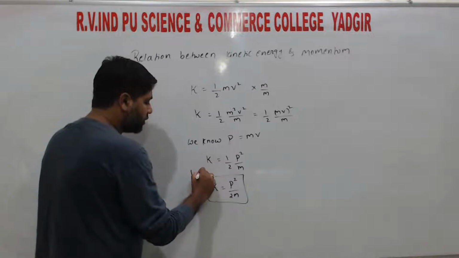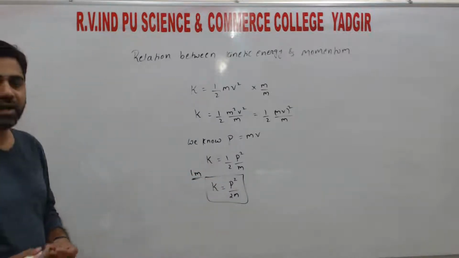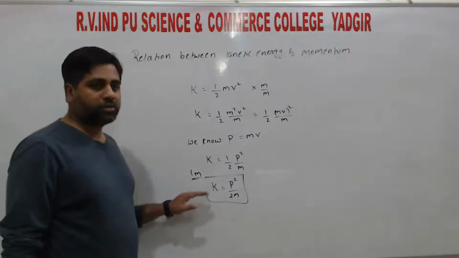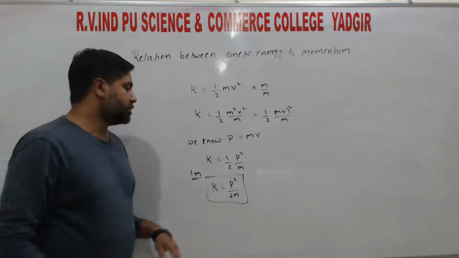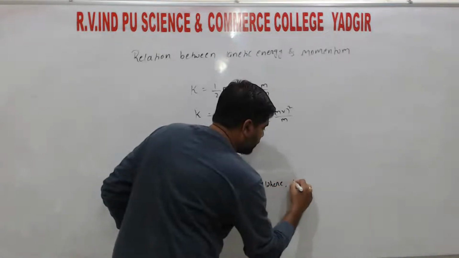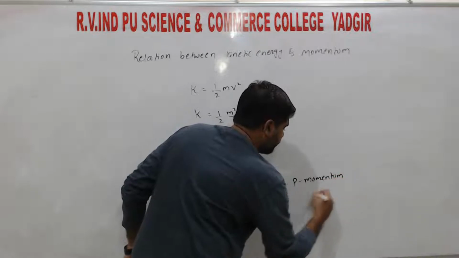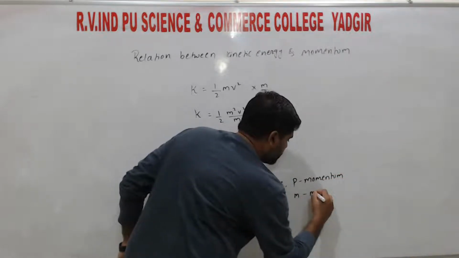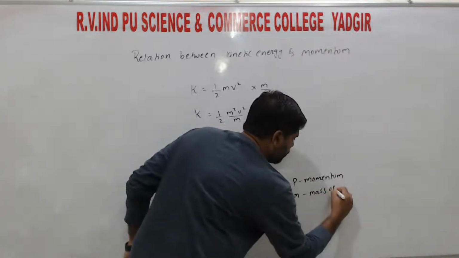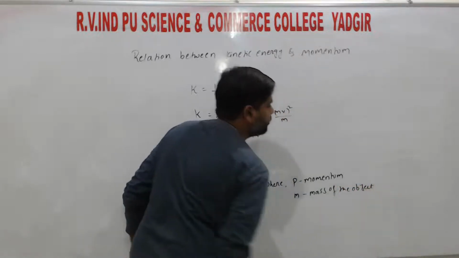This is very important for 1 mark. If asked to write the relation between kinetic energy and momentum, you need to write the relation and explain the terms, where p is the momentum and m is the mass of the object.